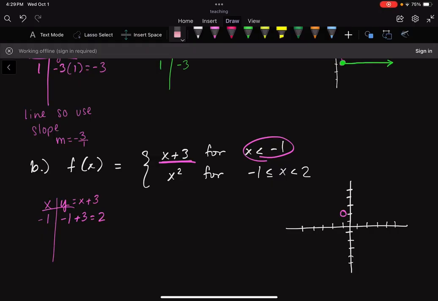And then since it's a line, I can use slope, or you could plot more points if you want. You can do that for lines. Since this is a line, and I know that because the x is just x, it doesn't have a power or a square root or an absolute value. It doesn't have anything like that. That's how I know it's a line. So my slope for this one is just 1 over 1.